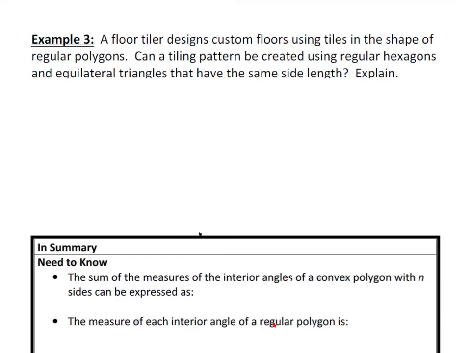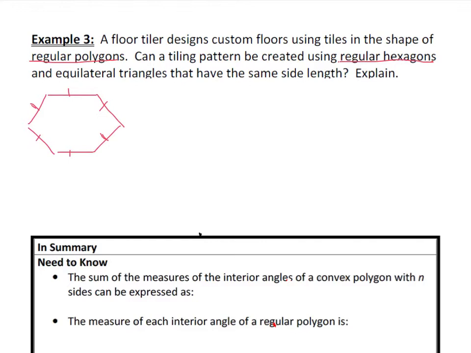Okay, so let's look at this question here. A floor tiler designs custom floors using tiles in the shape of regular polygons. Can a tiling pattern be created using regular hexagons and equilateral triangles that have the same length? Explain. Okay, so regular polygon means that all the sides are equal. So we're talking about a regular hexagon. So let's draw a regular hexagon. So there's a regular hexagon. These lines that I've drawn through each side indicate that all the sides are equal.